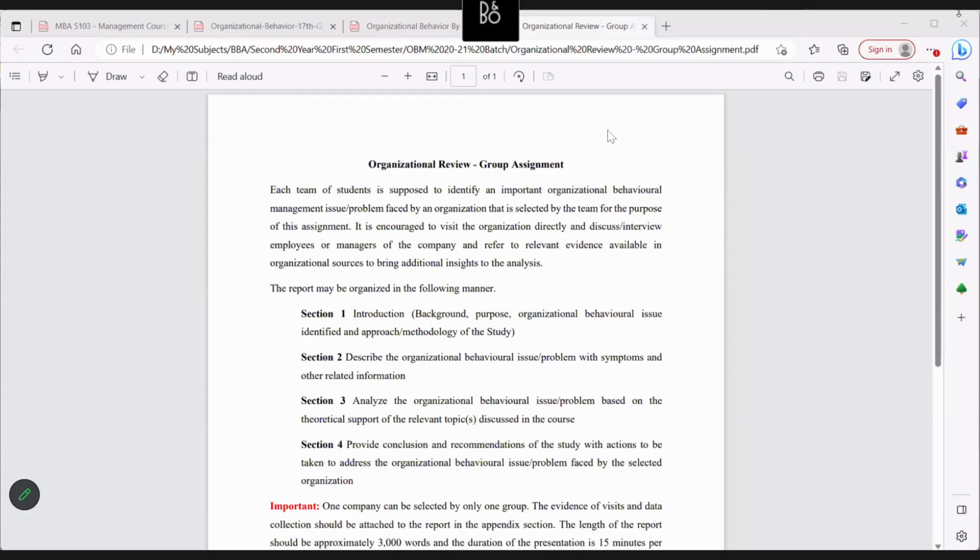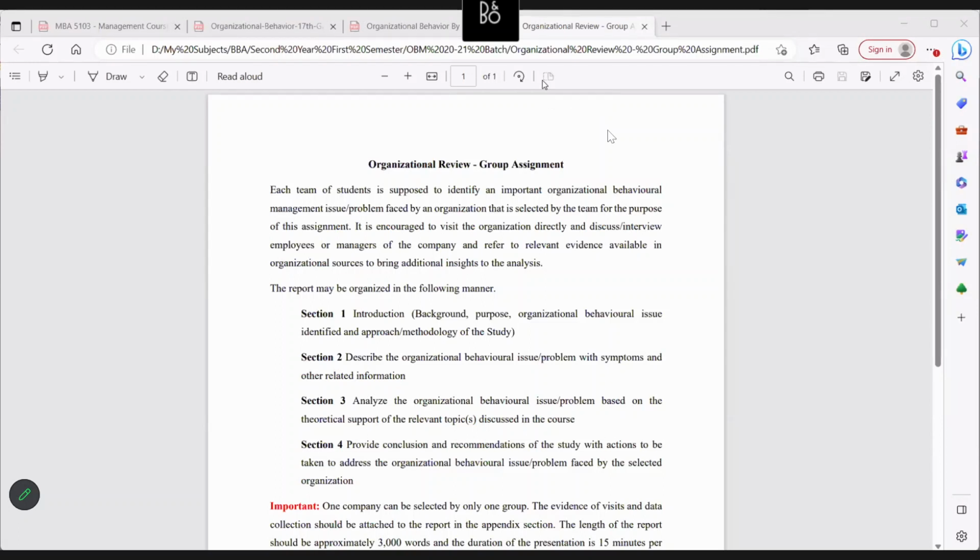Okay, so as an example, an organization may be experiencing that the satisfaction of the employees is really low, or maybe the turnover rate of the employees is really high. So what's the reason? What you have to do is select an organization, and through the discussion or the visit, or whatever the source of data collection, identify an organizational behavioral issue. It could be individual, group, or organizational level, no matter which it is.